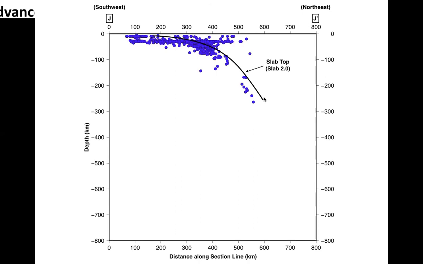So though the slab is not as traceable beyond about intermediate depth, this section of the subduction zone is quite active and was responsible for the Great Sumatran earthquake in 2004, the great magnitude 9.1.